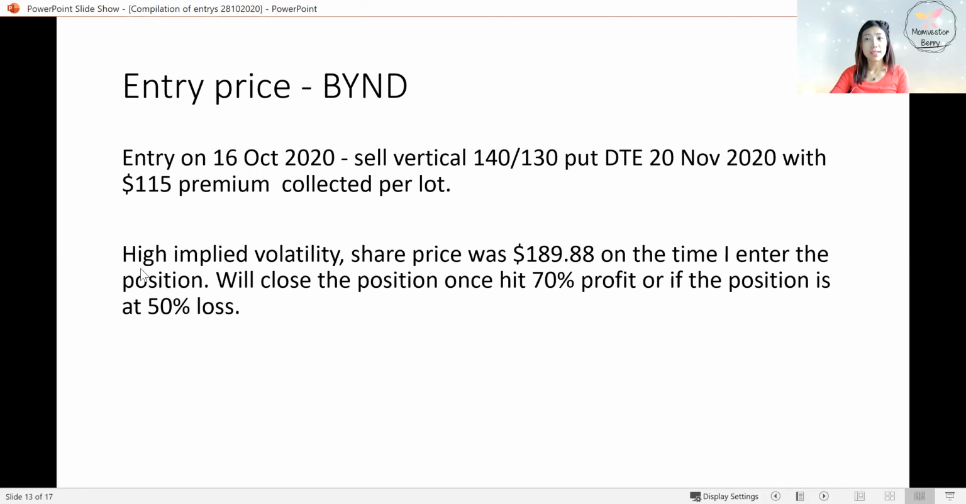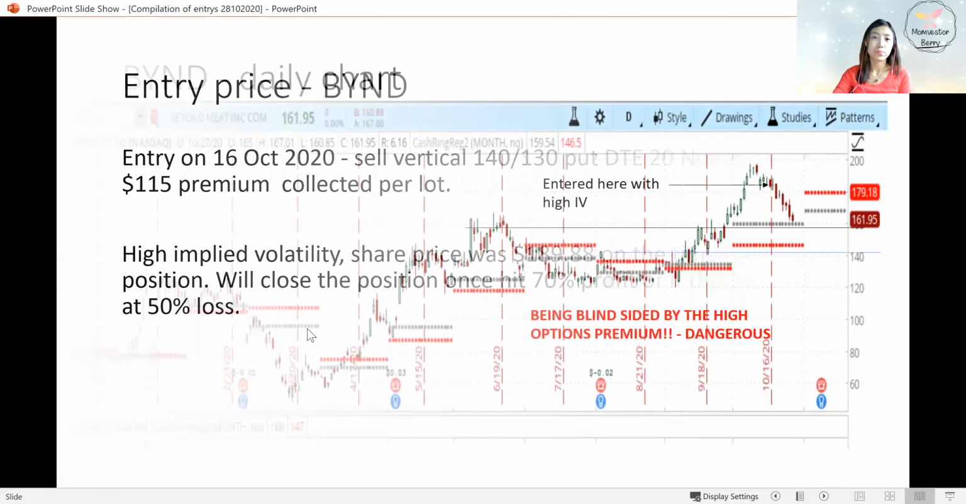The reason I placed it is also the same, due to high implied volatility. Share price was back then $190 when I placed the trade on this day. So if it hits 70% profit, I will take profit happily. If not, otherwise, cut loss at 50%.